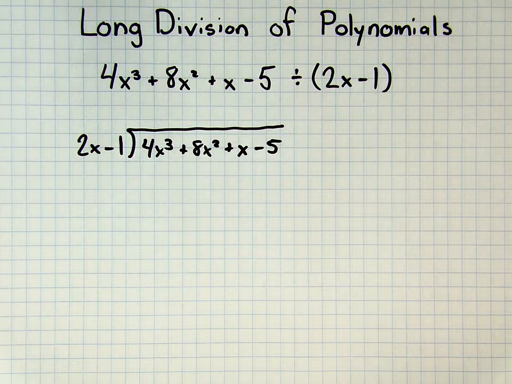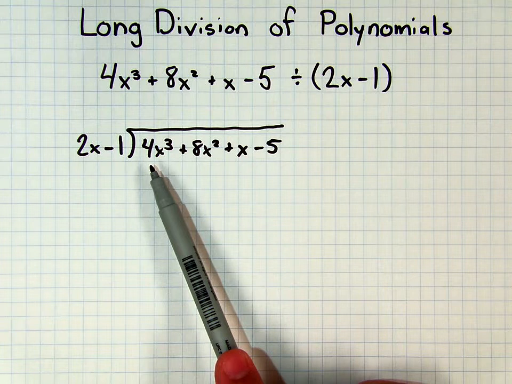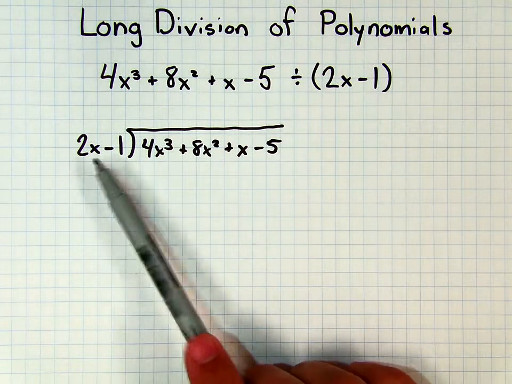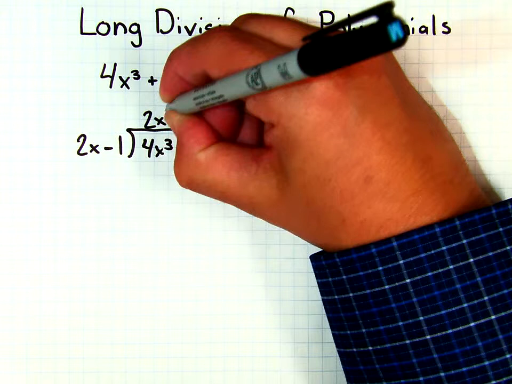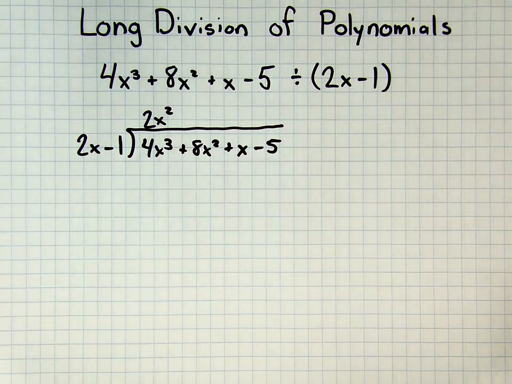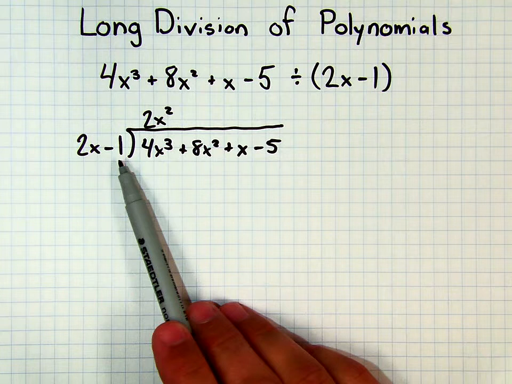So my first step here is I'm looking to try and figure out what I have to multiply 2x by to get 4x cubed. So 2x times 2x squared would give me 4x cubed, so I'm going to write 2x squared up here. Then I have to multiply the 2x squared by both the 2x and the negative 1.